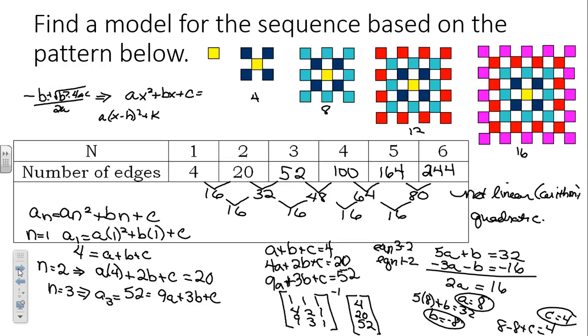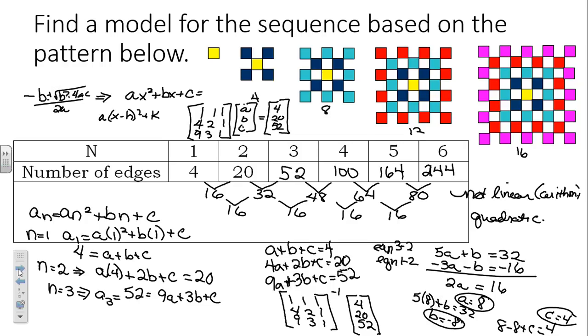Why did I do this one? Oh, we wanted to, good question, okay? So if you have this matrix equation, 1, 1, 1, 4, 2, 1, and 9, 3, 1, and we take that times A, B, C, we get our answer, which is 4, 20, 52. Okay? So what we really want is on this side to be the identity matrix.